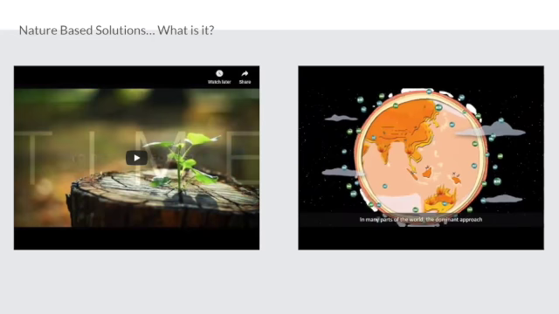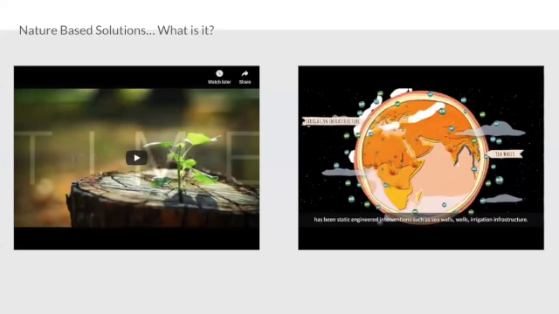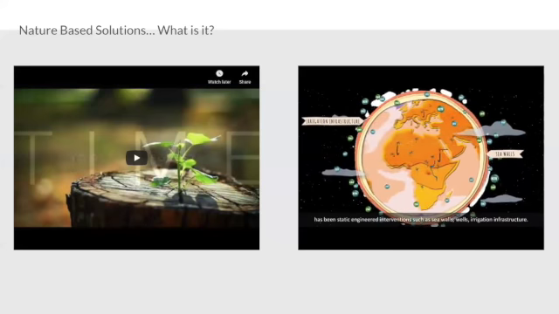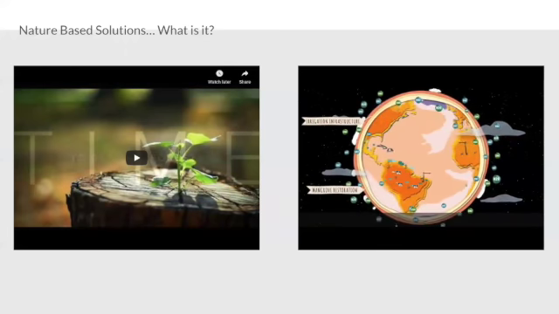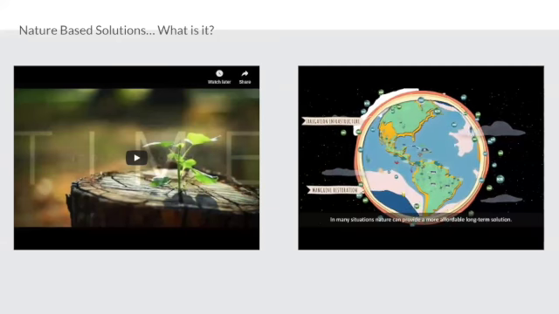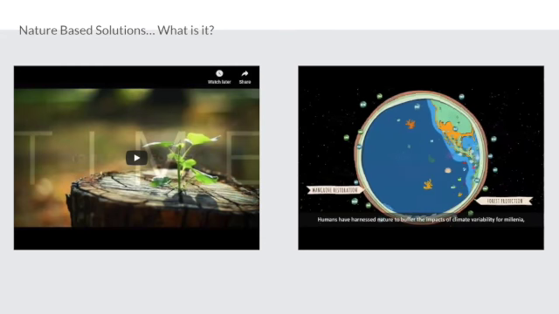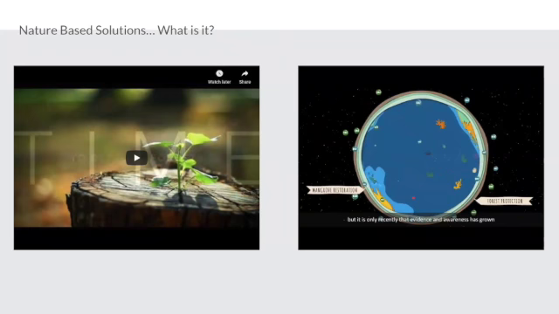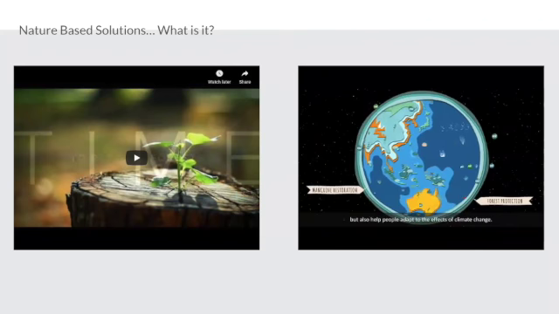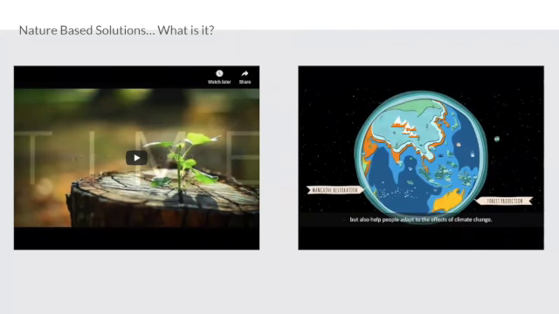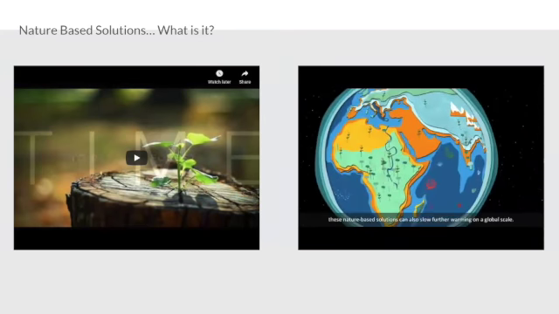In many parts of the world, the dominant approach to dealing with the hazards of climate change has been static engineered interventions, such as sea walls, wells, and irrigation infrastructure. These can be very expensive, but very effective, at least in the short term. However, in many situations, nature can provide a more affordable long-term solution. Humans have harnessed nature to buffer the impacts of climate variability for millennia, but it is only recently that evidence and awareness has grown that the restoration and protection of nature can not only safeguard biodiversity, but also help people adapt to the effects of climate change. Moreover, by absorbing and storing carbon, these nature-based solutions can slow further warming on a global scale.